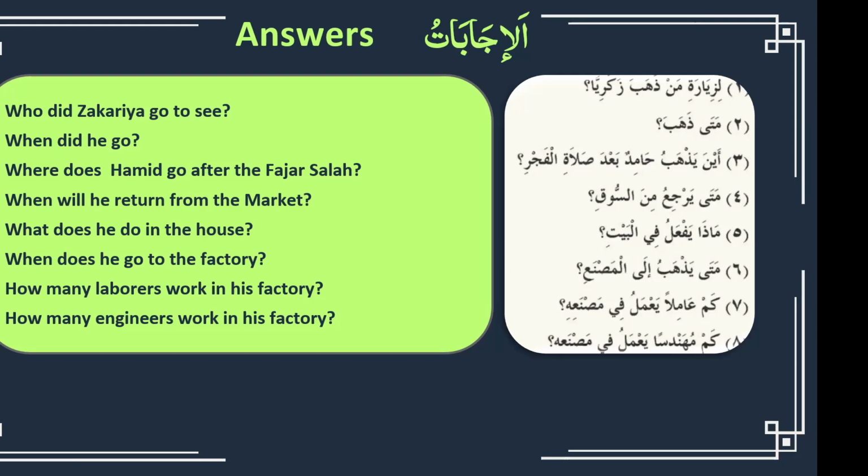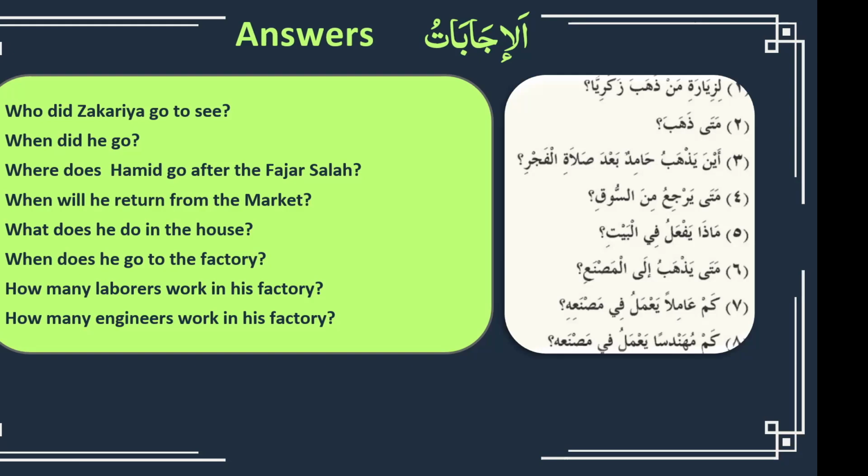And did you say 25? Yes, so you're done. وخمسة وعشرون, miyatun wa khamsatun wa ishrun amilan. خمسة وعشرون عاملا. Very good. And then the last question was Kam muhandisan ya'malu fi masna'ihi. How many engineers work in the factory? It's a very simple answer. 2 engineers work in it. مهندسان عمل في مصنع.